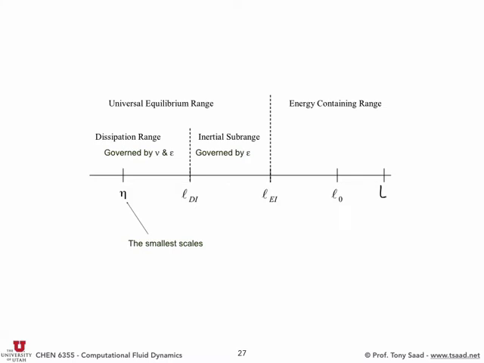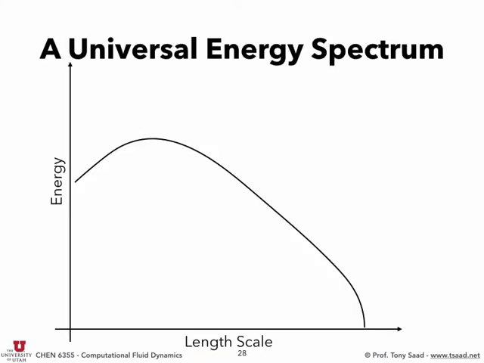And these are the largest structures, the size of the geometry, and the largest eddy. This could be the same size as the geometry. And then you have this range that's uniquely governed by epsilon, and the smallest scales governed by epsilon and the viscosity, okay? And this gives rise to this classic energy spectrum.